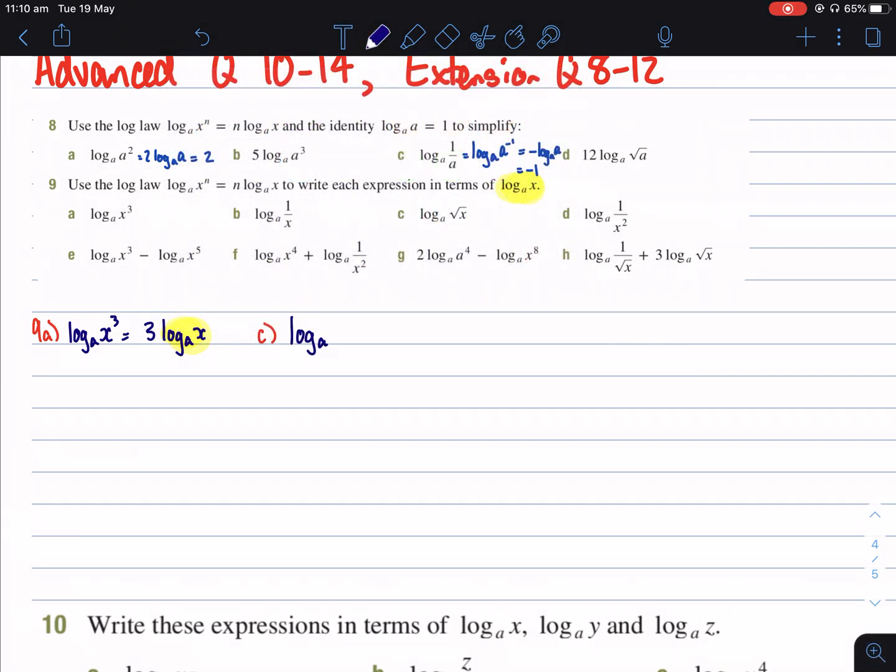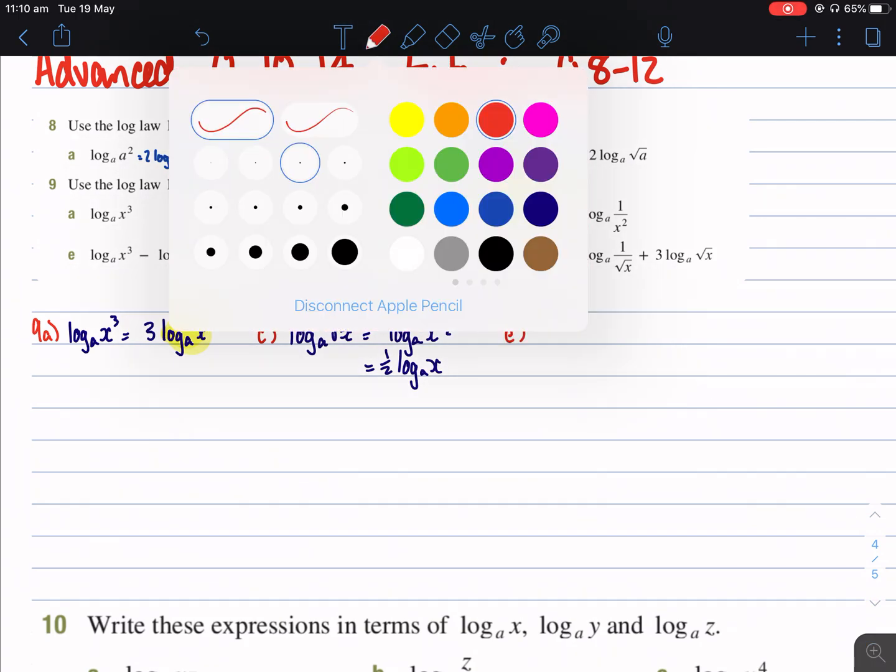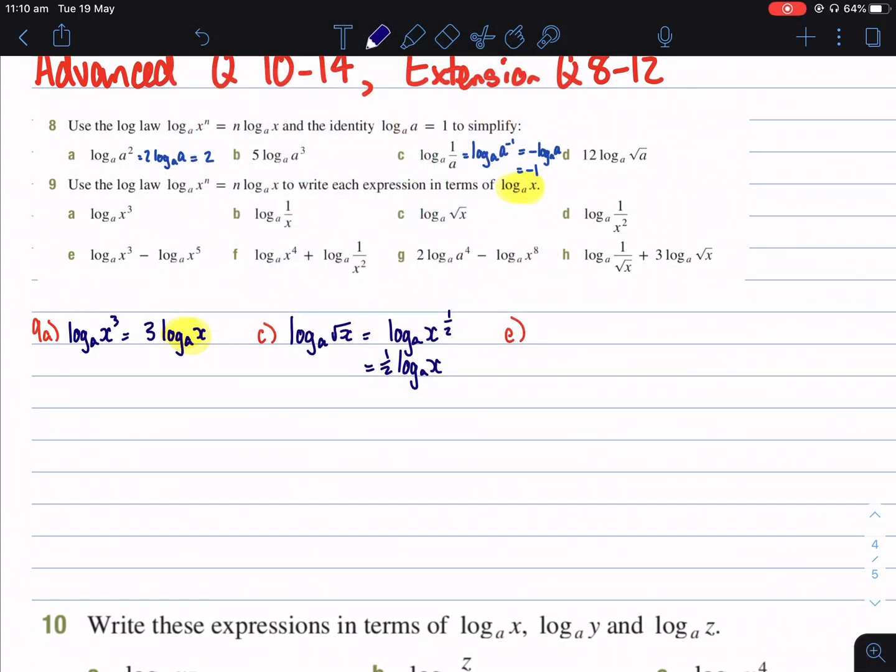Log base a of root x, well that's the same as log base a of x to the half, which means it's just half log base a of x. Too easy. Once you get the hang of these rules, this exercise is super simple.